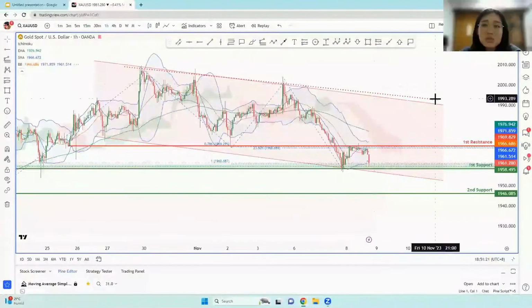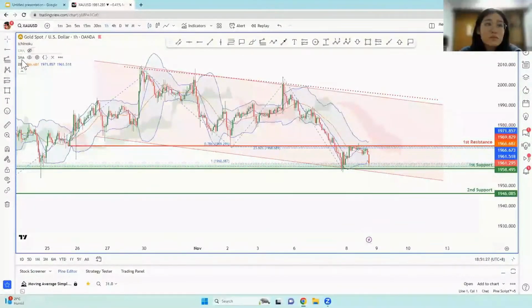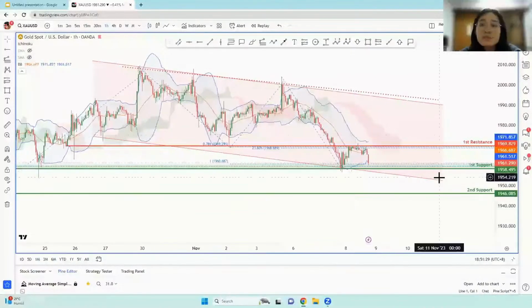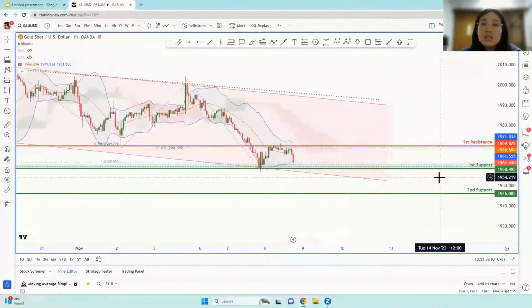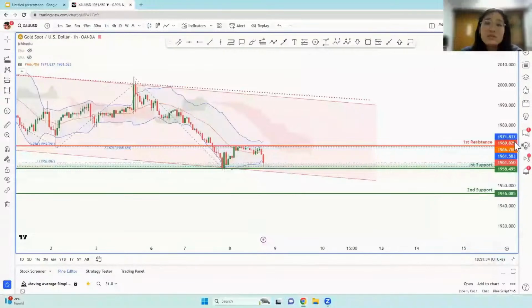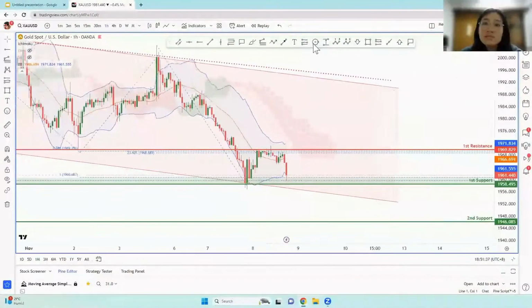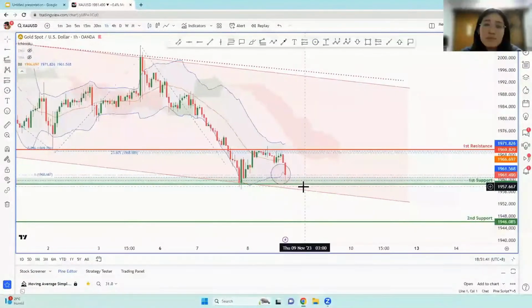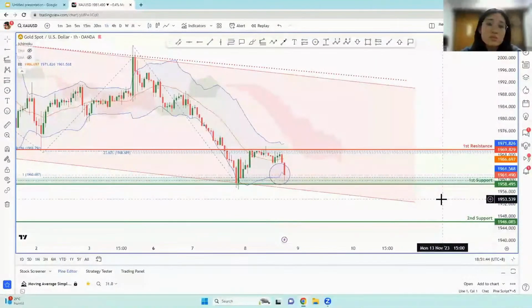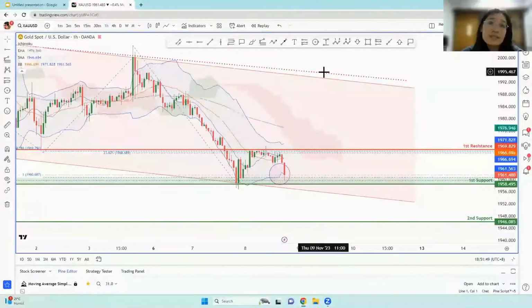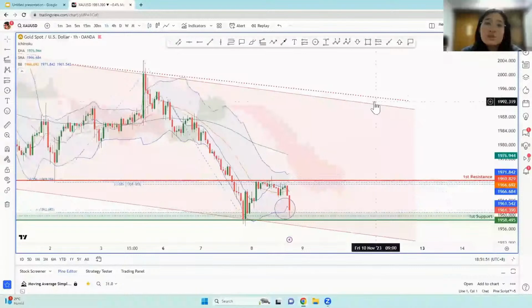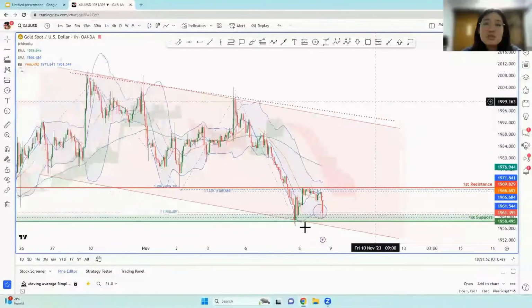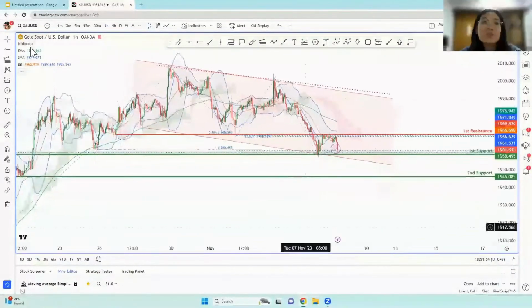Maybe let's look at Bollinger Bands as well. On our Bollinger Band, let me make it bigger, you can see price pushing below the lower band of our Bollinger channel, which is also a bearish signal. So we could see prices continue to drop here.